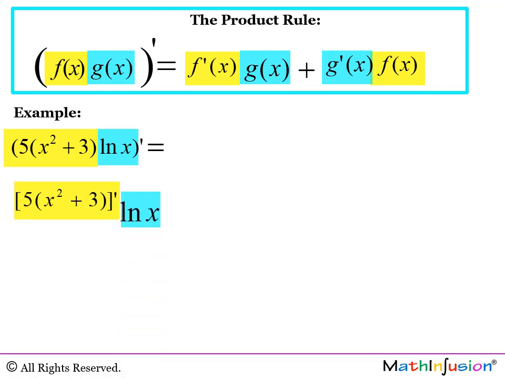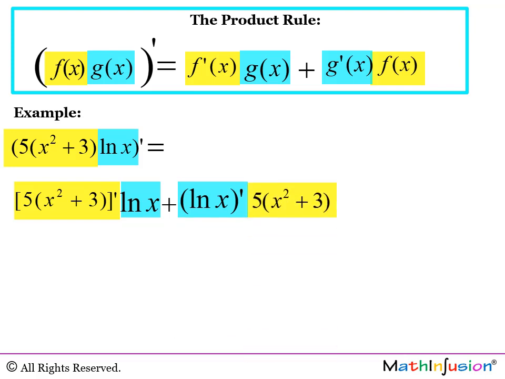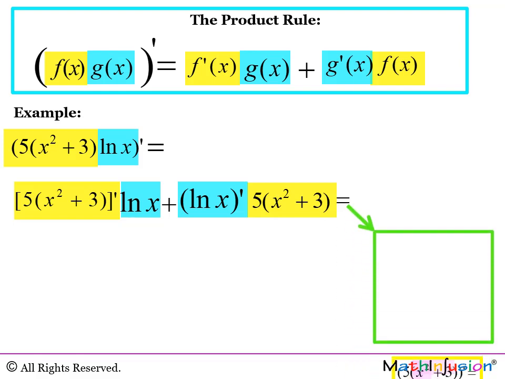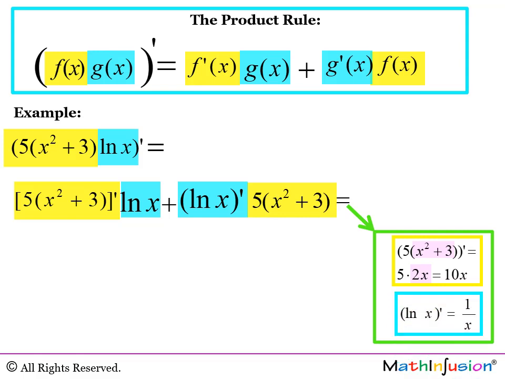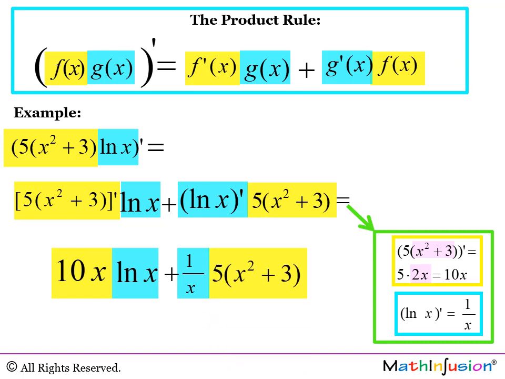Differentiate the first times the second, plus differentiate the second times the first. Now when we differentiate the first one, I will take into account the constant rule. So using the constant rule, I will get 10 times x as the derivative of the first function. And for the ln of x, we know that the derivative of ln of x is 1 over x. So we are going to replace this by 10x, copy, replacing this by the derivative, which is 1 over x, and copy.